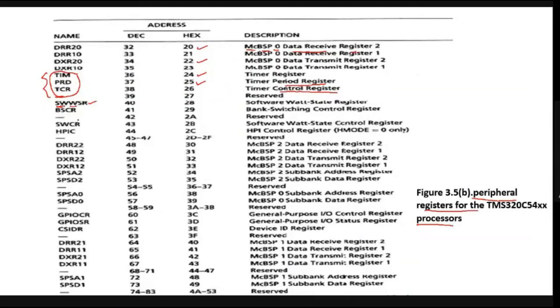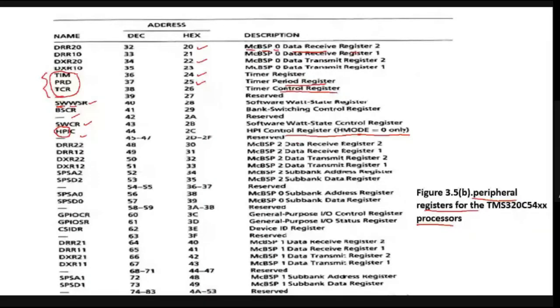And the next one is reserved, and the next one is the software wait state control register, to control that particular one we are using here. Then the host port interface, HPI. For the host port interface, we have the host port interface control register, wherein HMODE is equal to 0 only, and again this bit is reserved.